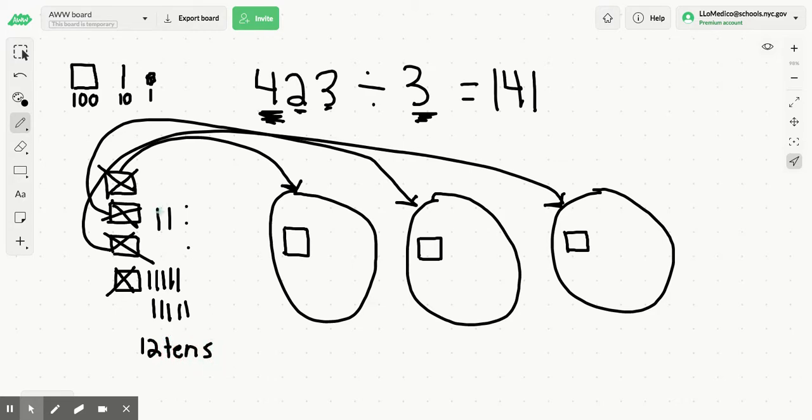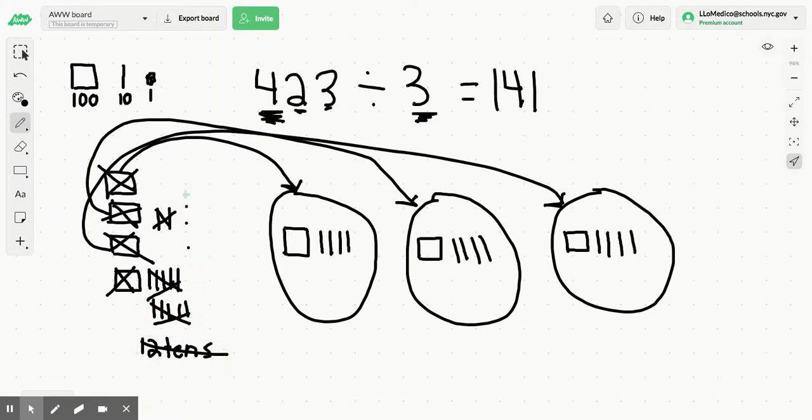So I'm going to start dividing them. 1 10, 2 10s, 3 10s, 4 10s, 5 10s, 6 10s, 7 10s, 8 10s, 9 10s, 10 10s, 11 10s, 12 10s. Okay, so I have just distributed all the 10s. I'm going to go ahead and cross those off.